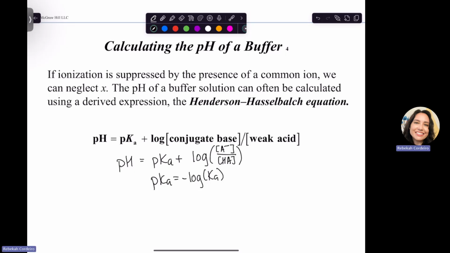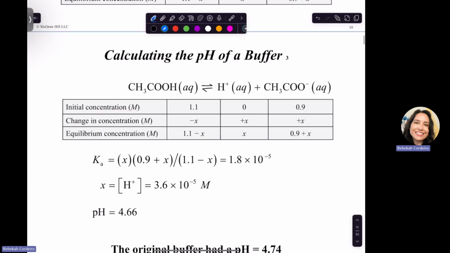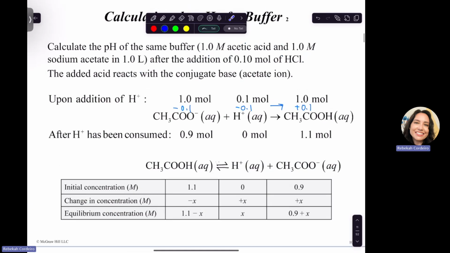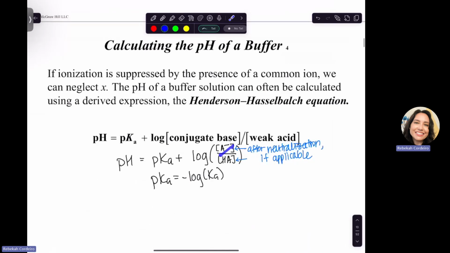Now, these can be initial amounts, or after any sort of neutralization, if applicable. So, for example, if we want to know what's the new pH, we wouldn't plug in these numbers, because we're saying, hey, wait, we added acid, so what's the pH now? We plug in these numbers, after whatever neutralization has occurred, and we just plug those numbers in. We don't do an ice table, which is great.